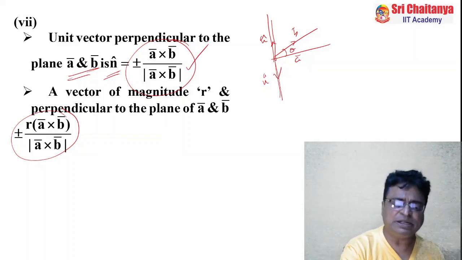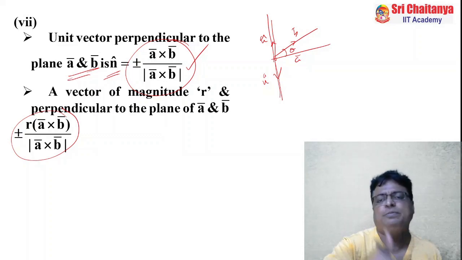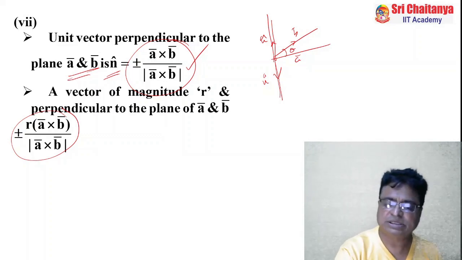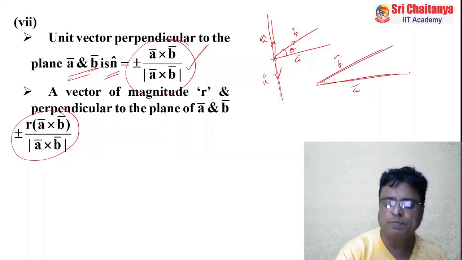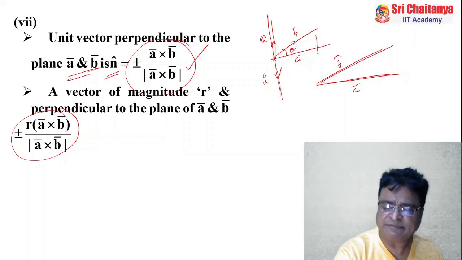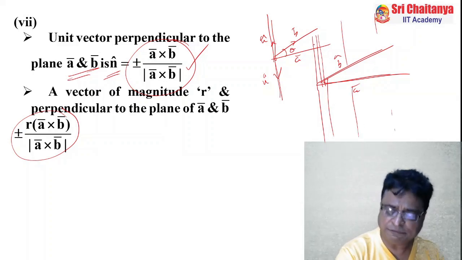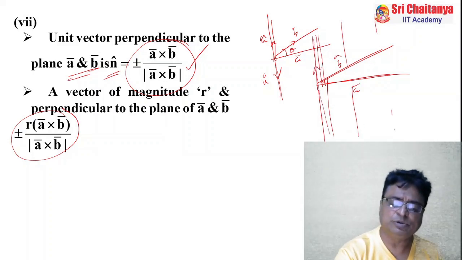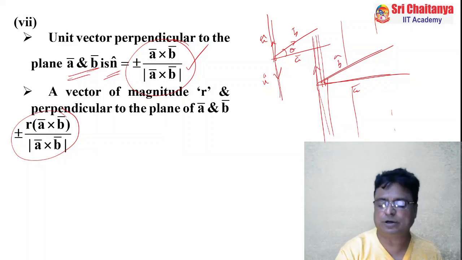If you multiply this with some magnitude, that indicates any vector perpendicular to the plane of A bar and B bar. Because any two vectors form a plane. They are always coplanar. There exist infinitely many vectors which are perpendicular to this plane. Of that, there exist only two vectors which are not only perpendicular but having magnitude 1. They are called unit vectors perpendicular to the plane.